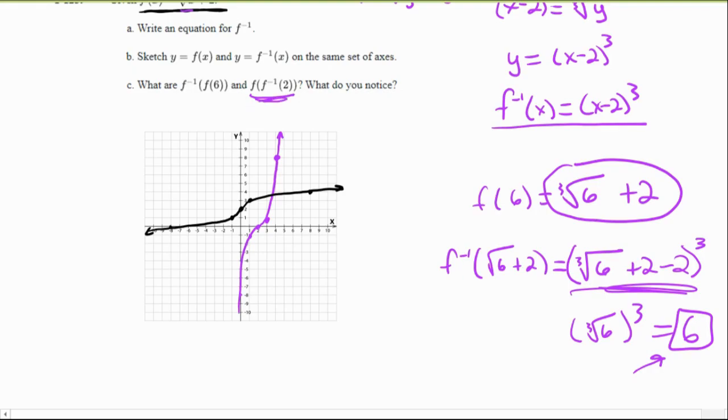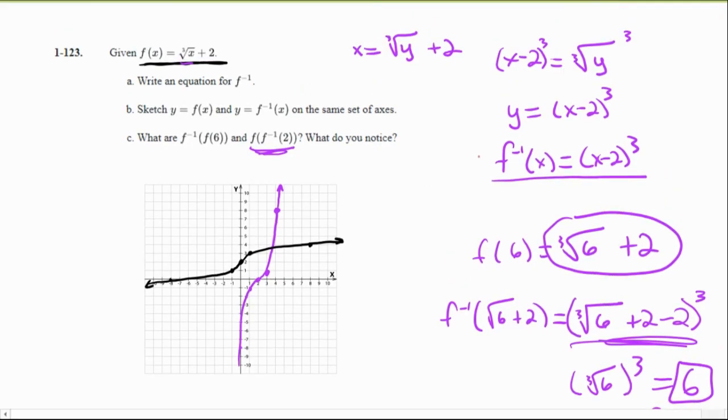So on this next one here, I'll do this in red. I'm going to plug in 2 to the inverse, which is right here. So I got 2 minus 2 cubed, which in this case 2 minus 2 is 0. 0 cubed is just 0. So I'm going to plug that into the original function.